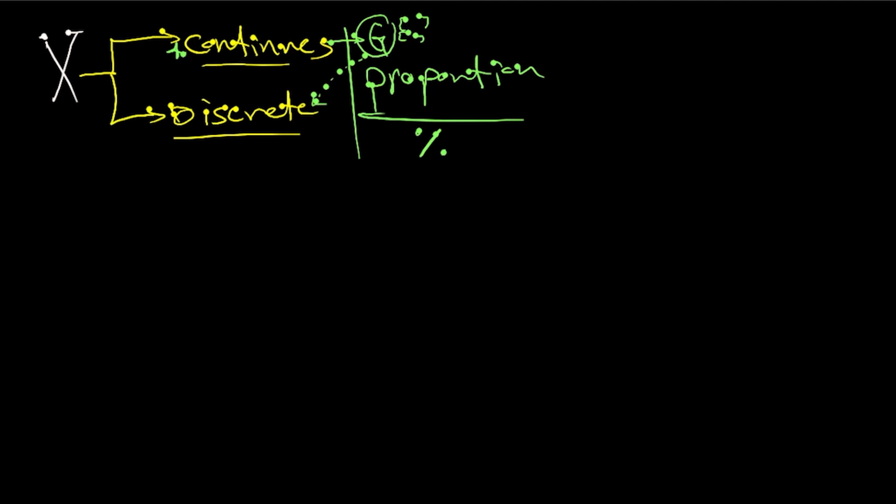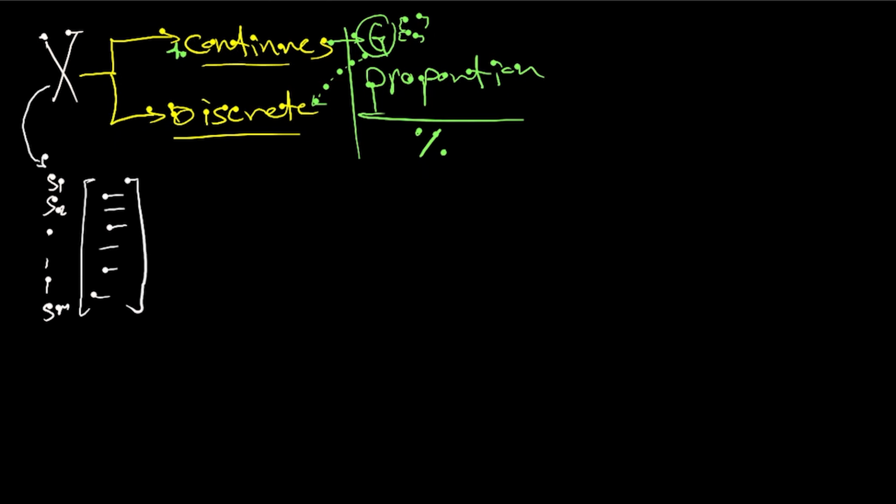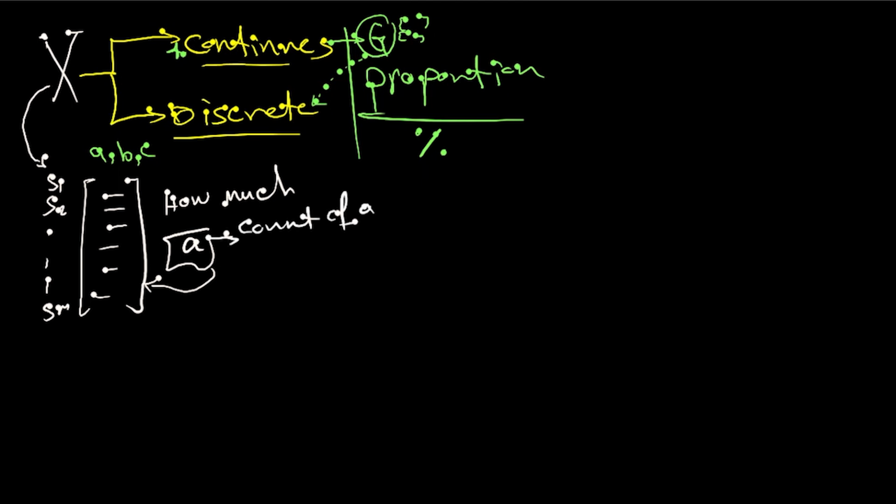Now, let's try to review this with a practical example. Having a number of subjects, the possible outcomes are A, B, and C. The proportion tells me how much A has occupied of the total of this vector. So in other words, if the count of A happens to be, for example, C, then C over M, whereby M is the total number of subjects, actually represents the meaning of proportion.